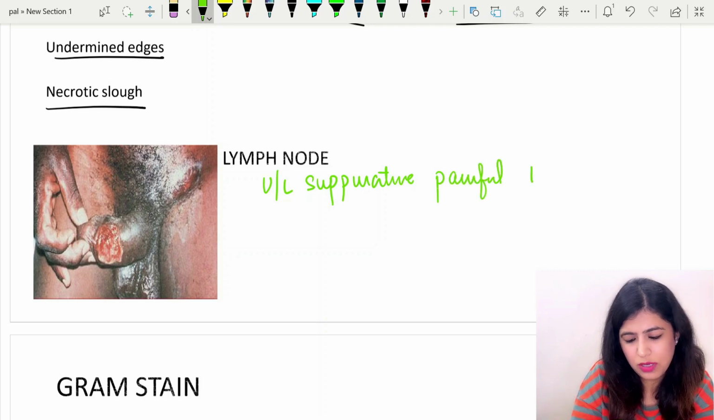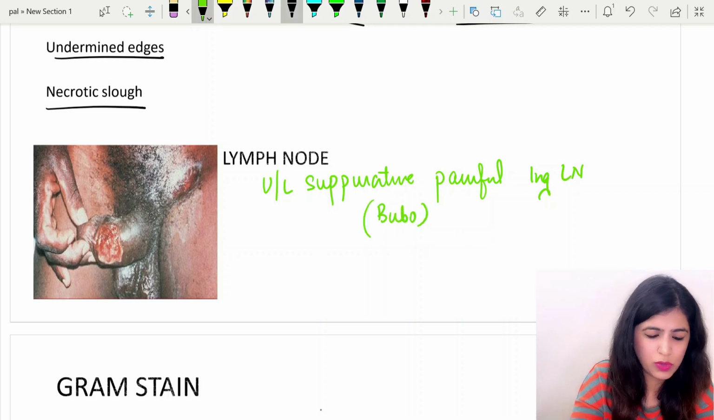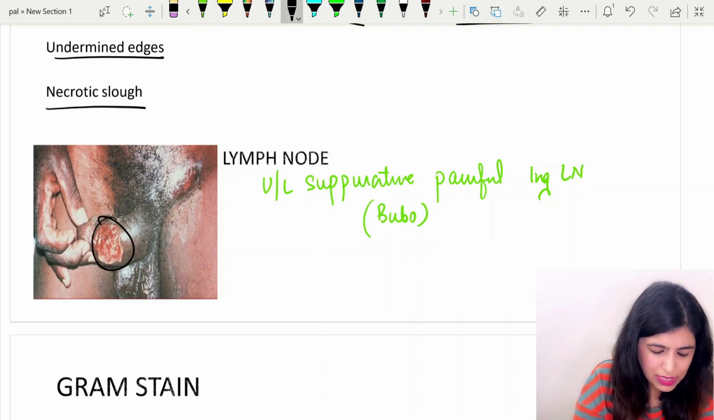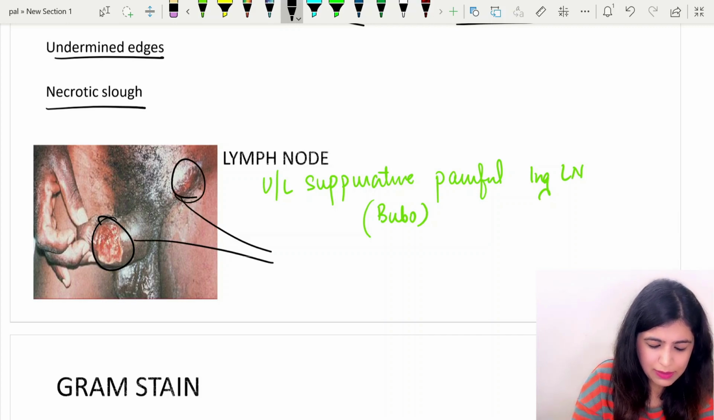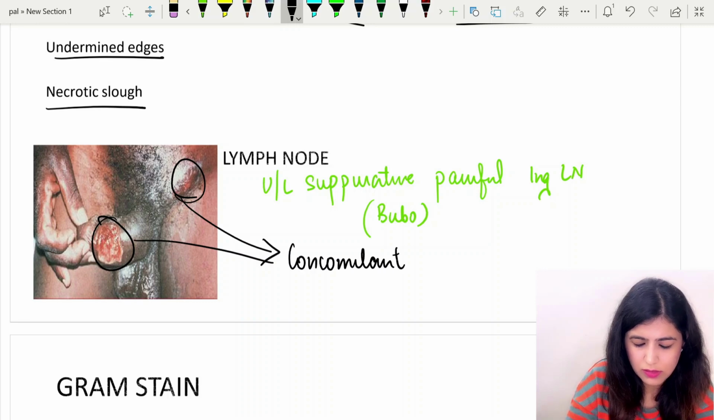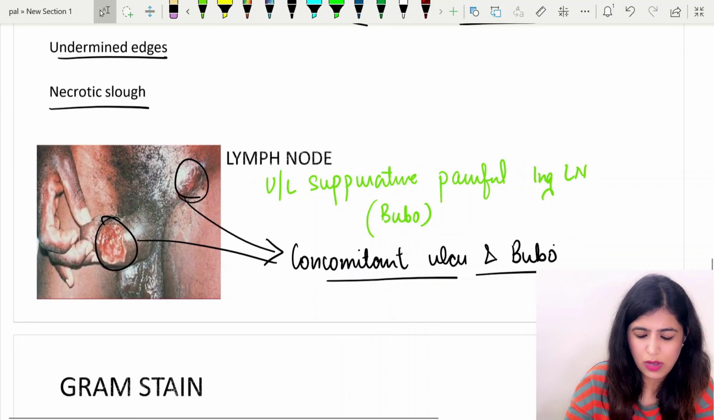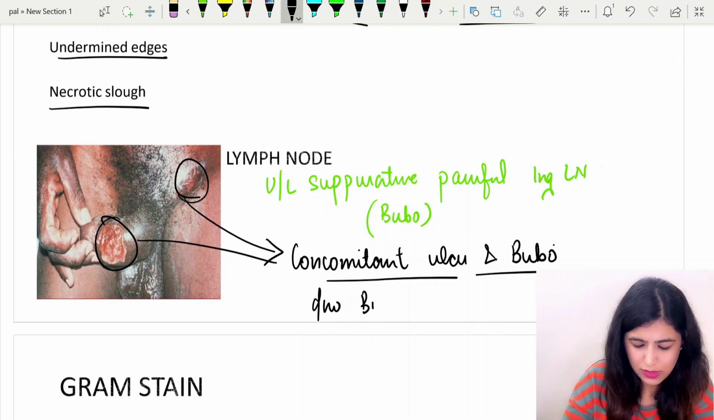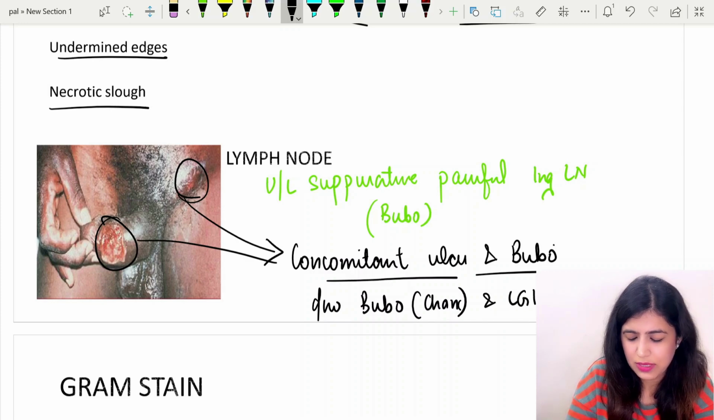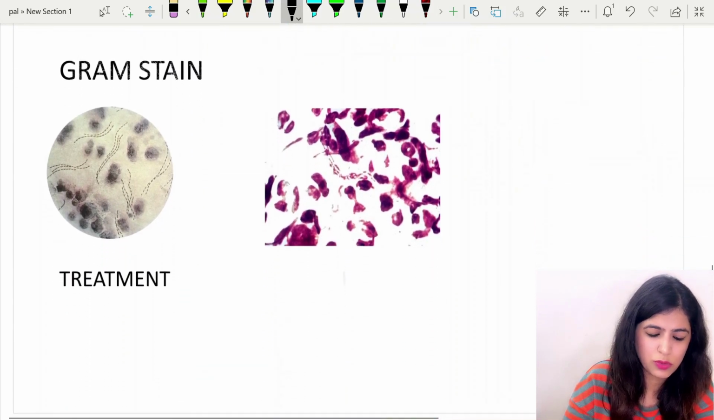Then it is painful, inguinal lymph nodes, also called inguinal bubo. What is the characteristic here? The ulcer is present at the same time as the bubo. So you have a concomitant ulcer and bubo. This is how you differentiate between a bubo caused by chancroid and LGV. So that is one of the ways to differentiate between the lymphadenopathy of these two diseases.